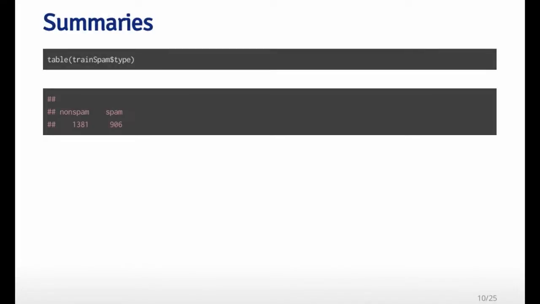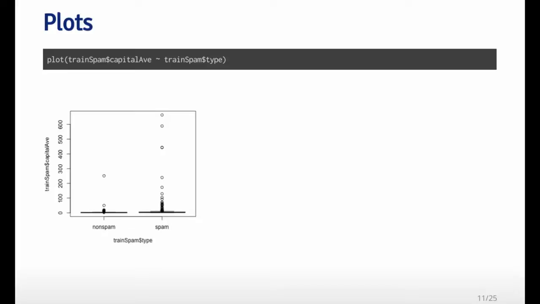If we look at the training data set and look at the outcome, we see that 906 of the emails are classified as spam, and the other 1,381 are classified as non-spam. This is what we're going to use to build our model for predicting the spam emails. We can make some plots so we can compare the frequencies of certain characteristics between the spam and the non-spam emails.